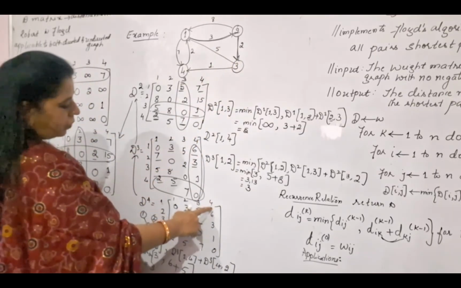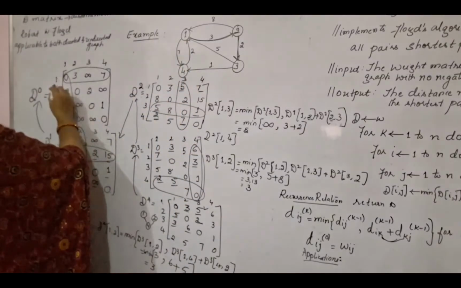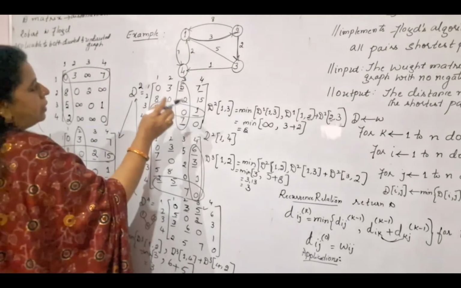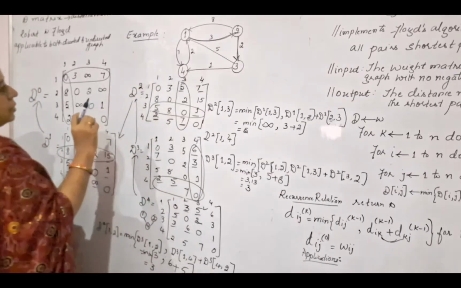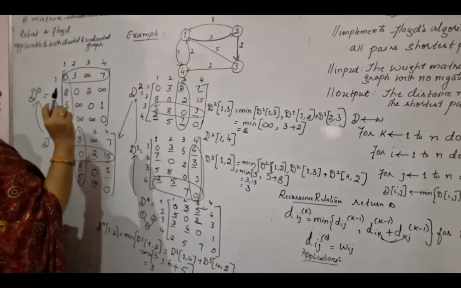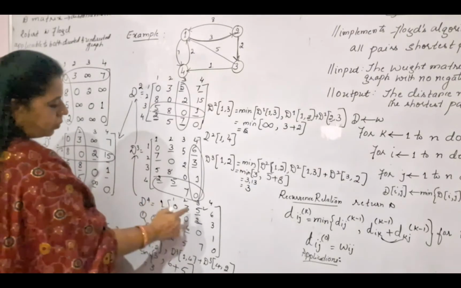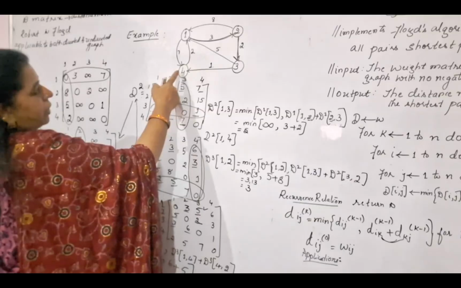Then 1 to 4 is 6. Earlier if you see 1 to 4 we got 7, but now we are looking for a smaller value. As far as possible we have to see what will be the smallest distance to reach the destination vertex. So earlier 1 to 4 was 7. Now in the final matrix what we got is 1 to 4 as 6. How did we get that?